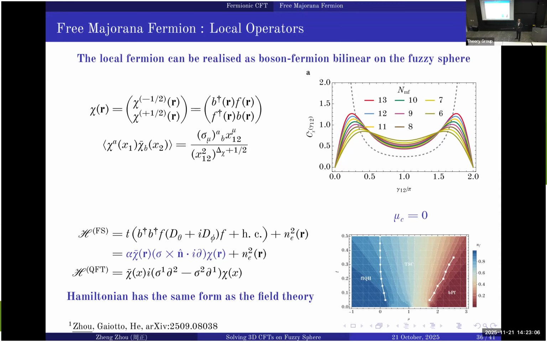So at this Majorana CFT, at the boundary, do you expect to see chiral edge modes? And if so, could you see that with your method? We haven't tried that yet. We haven't tried to look at the boundary.